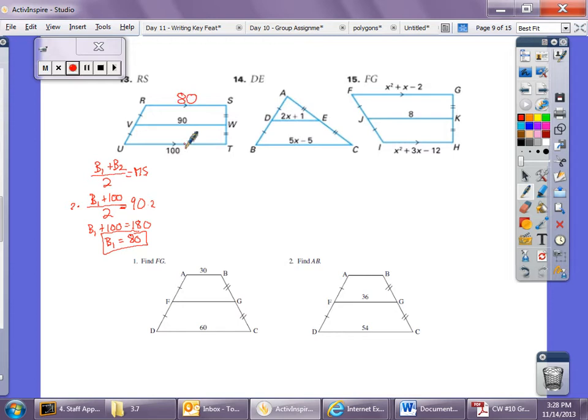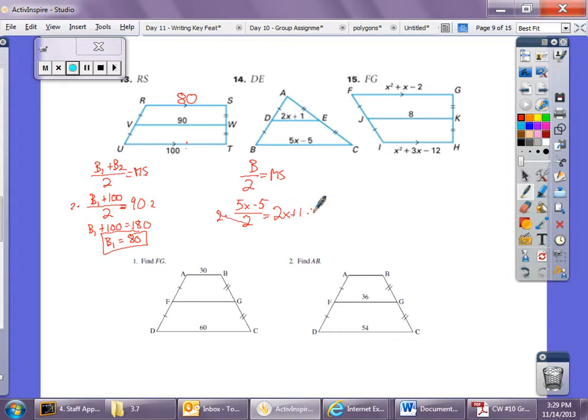I know some of you would have been able to figure that out just by looking at it, but then you get to 14. Now we are given expressions, so we're not just given numbers. Now we have to actually use our math terms to figure this out. So with the triangle, we know our base divided by 2 equals our mid segment. Well, the base is 5x minus 5 divided by 2 equals 2x plus 1.